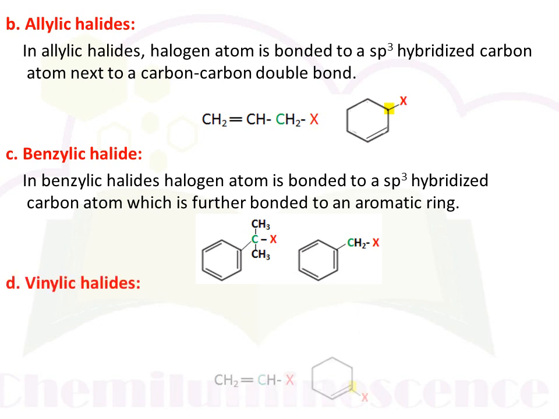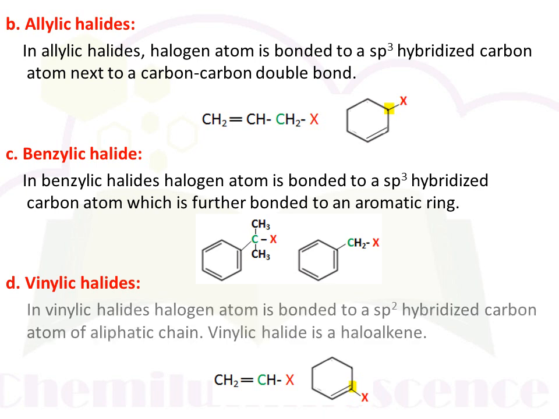Next one is vinylic halide. In vinylic halide, the halogen atom is bonded to this green carbon, and this green carbon has a double bond. That's why it has sp2 hybridization. If a halogen atom is bonded to an sp2 hybridized carbon atom, it is called vinylic halide. In the second example also you can see this is a cyclohexene ring in which the halogen atom is bonded to this yellow shaded carbon, which has sp2 hybridization because it is a doubly bonded carbon. So this is also an example of vinylic halide, and the definition is this one.